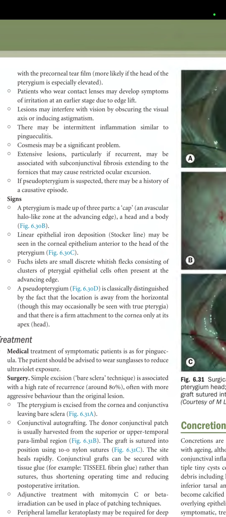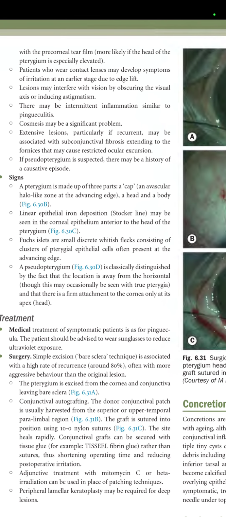Patients who wear contact lenses may develop symptoms of irritation at an early stage due to edge lift. The lesion may interfere with vision by obscuring the visual axis or inducing astigmatism. There may be intermittent inflammation similar to pingueculitis. Cosmesis may be a significant problem. Extensive lesions, particularly if recurrent, may be associated with subconjunctival fibrosis extending to the fornices, which may cause restrictive ocular excursion. If pseudopterygium is suspected, there may be a history of a causative episode.